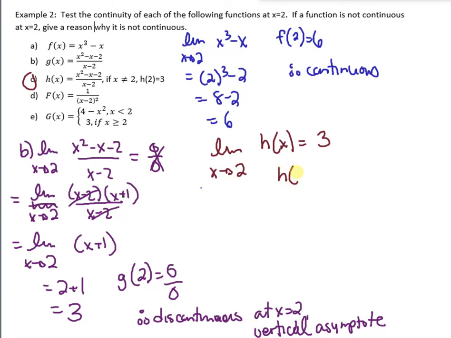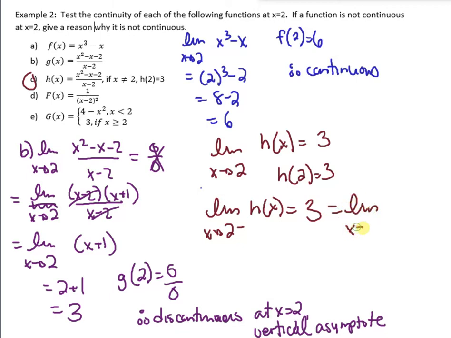Now, h at 2 also equals 3. So they gave us that component. They said h at 2 equals 3. Therefore, we can say that the limit as x approaches 2 from the negative side equals 3. And that's the same as when x approaches 2 from the positive side of h of x. So therefore, it's continuous.